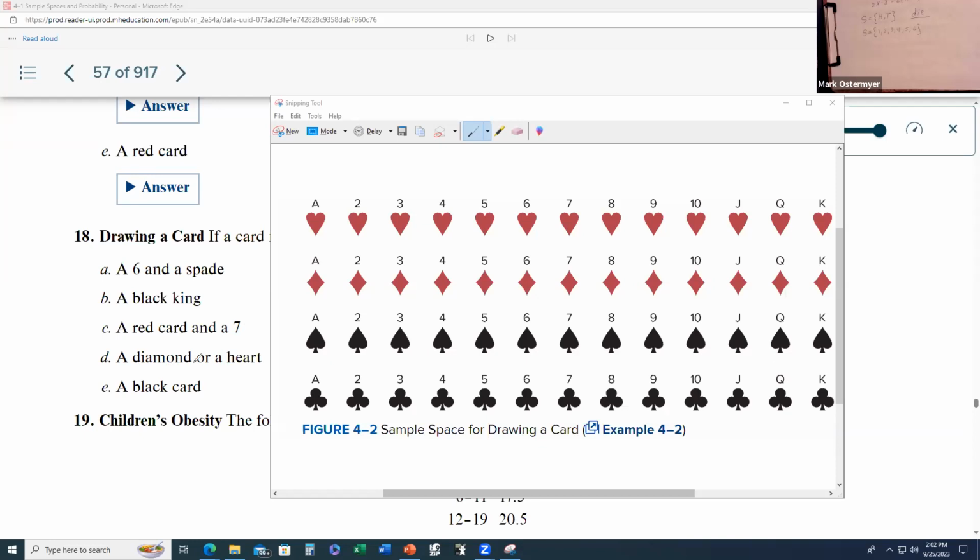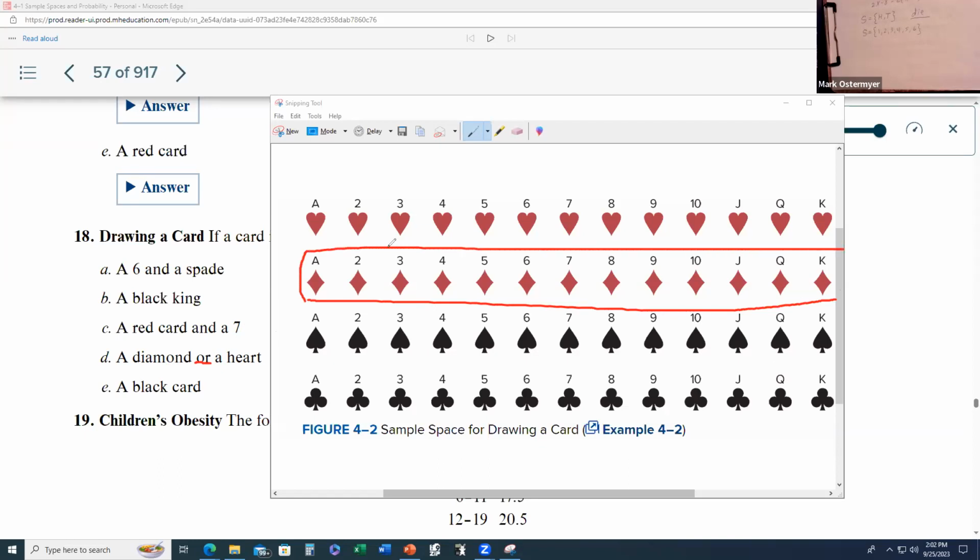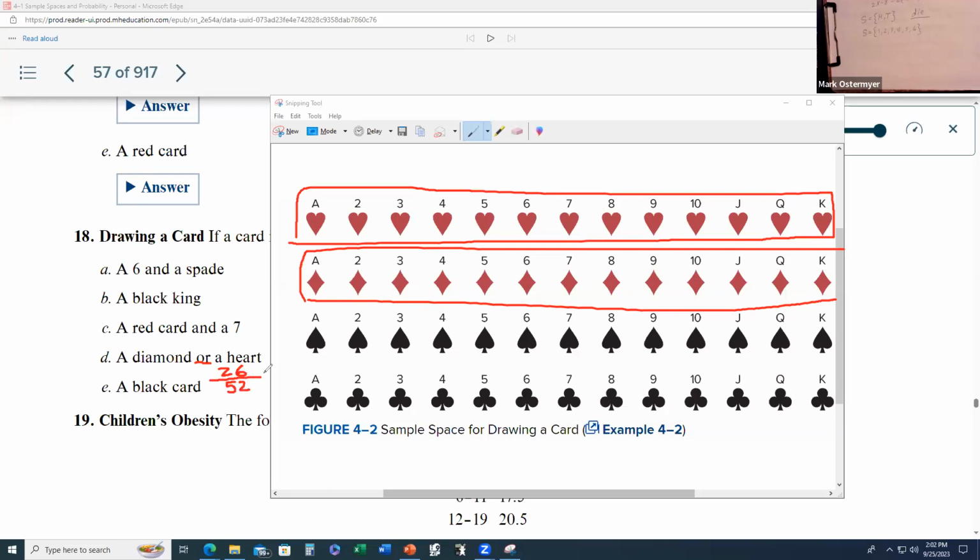Probability of selecting a diamond or a heart. Now, diamond or a heart means that we could select a diamond, or we could select a heart; "or" joins these two together. So that means there's going to be 13 ways to select a heart, added to 13 ways of selecting a diamond. That's 13 plus 13, or 26 ways for this to occur. 26 over 52, or 1/2.